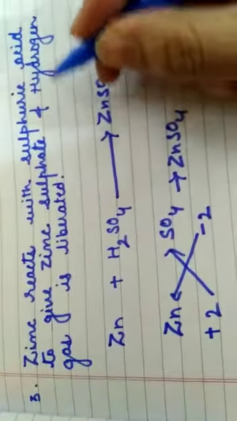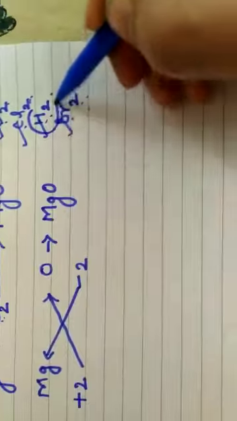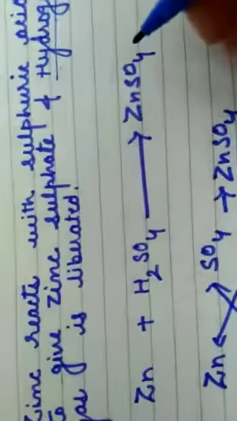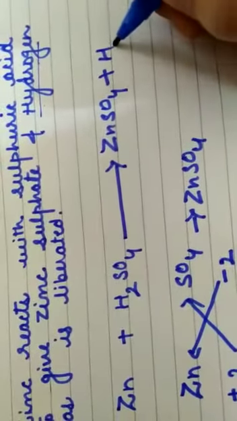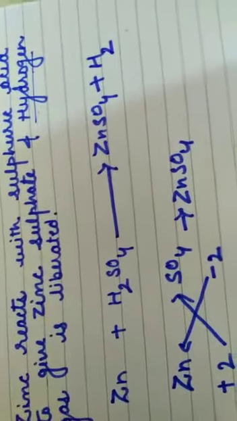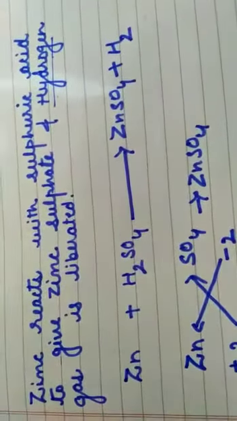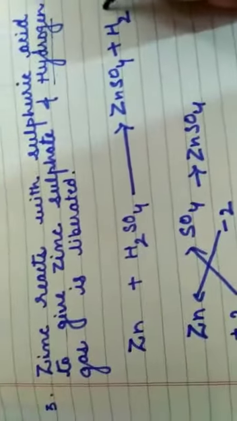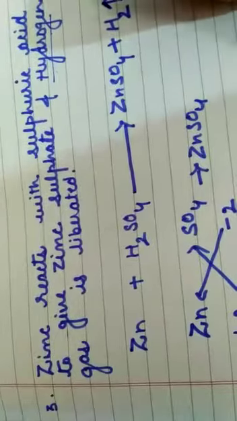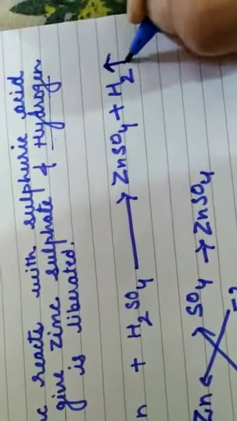And hydrogen gas is liberated. Now, hydrogen. Remember what I told you, that we write hydrogen like this. So here don't write H, it will be wrong. Write H2, because hydrogen doesn't exist independently. It is reactive. And just put an arrow here. This is the sign of liberation. It means any gas that is liberating, we just put this arrow.